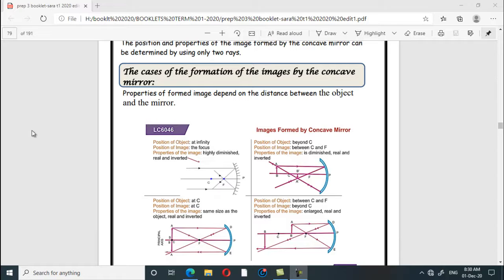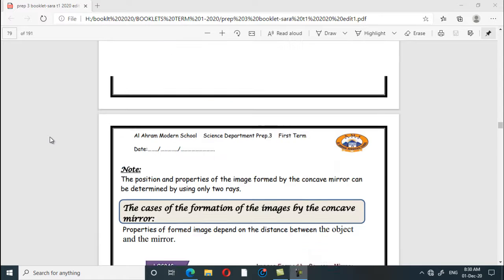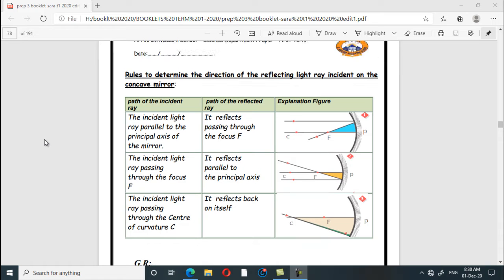Hello Prep 3 students, today we will explain the cases of image formation by the concave mirror and convex mirror. Recalling the rules that we are used to draw the images, or the rules to determine the direction of the reflecting light ray that are incident on the concave mirror, we have three rules.